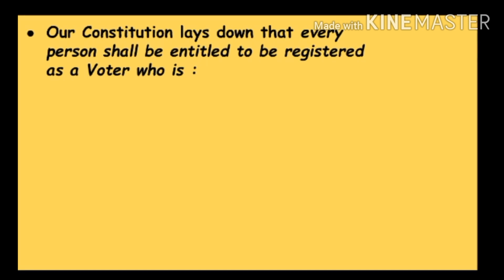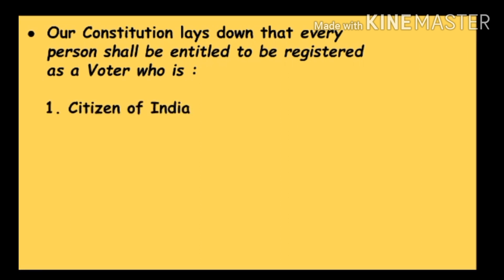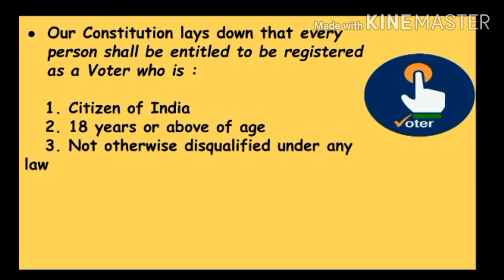India is a democratic state, which means that the government is chosen by the people. Now, who are those people and what are they known as? They are known as voters. Now, who are voters? Our constitution says a voter is a citizen of India who is 18 years and above of age and not otherwise disqualified under any law.